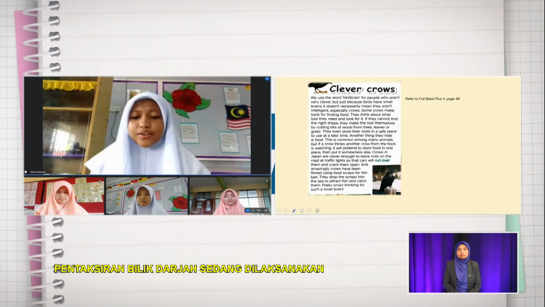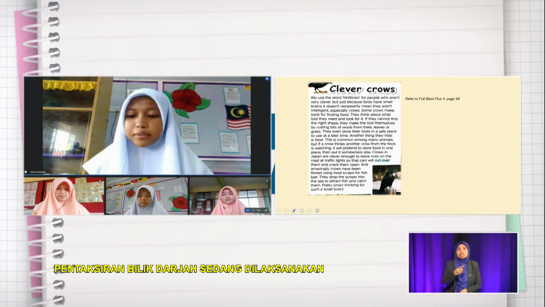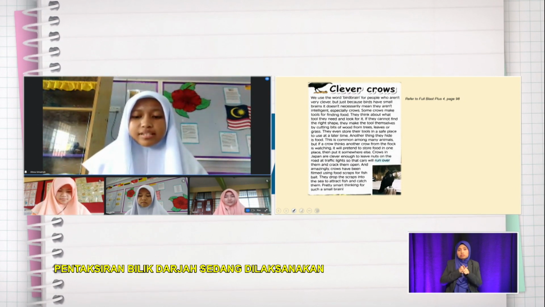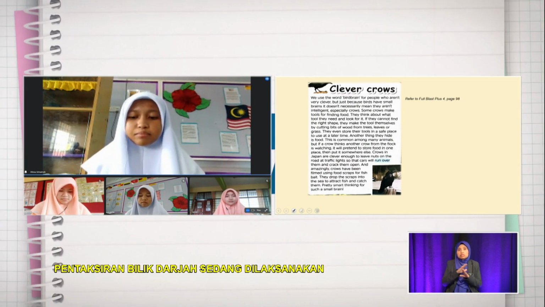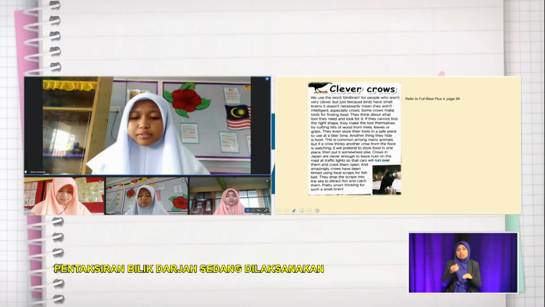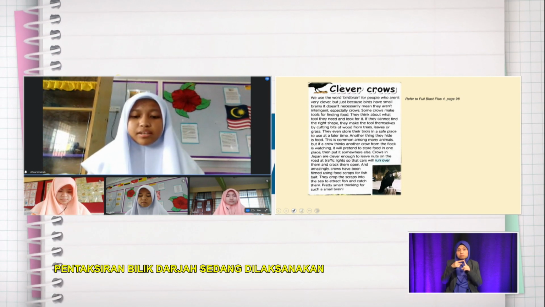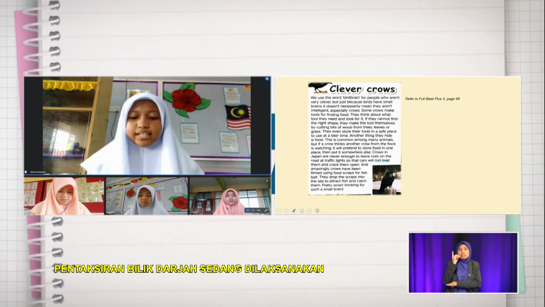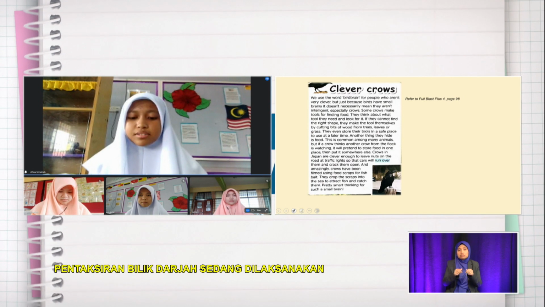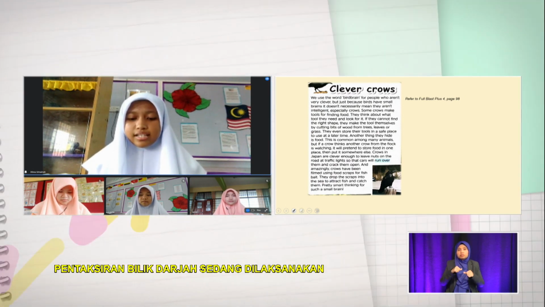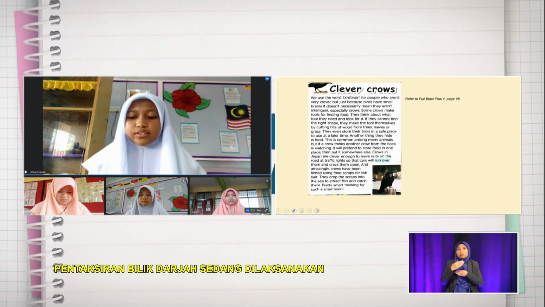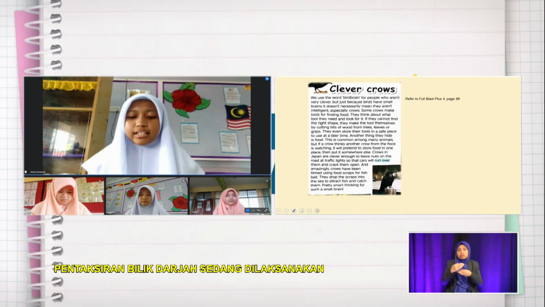Clever crows. We use the word bird brain for people who are not very clever. But just because birds have small brains, it doesn't necessarily mean they are not intelligent, especially crows. Some crows make tools for finding food. They think about what tool they need and look for it. If they cannot find the right shape, they make the tool themselves by cutting bits of wood from trees, leaves, or grass. They even store their tools in a safe place to use at a later time.